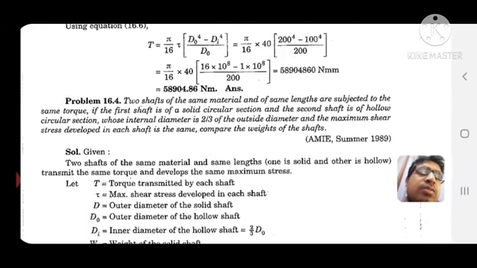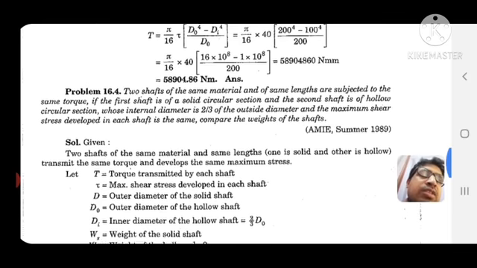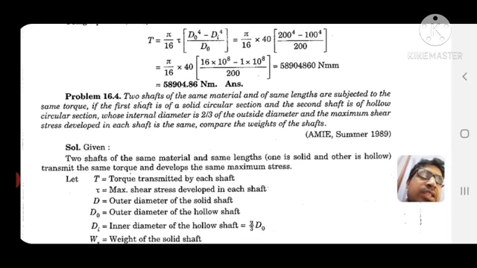So T is equal to pi by 16 tau into D0 to the power 4 minus Di to the power 4, divided by D0. So that is equal to pi by 16 into 40 into 200 to the power 4 minus 100 to the power 4, divided by 200. Pi by 16 into 40, so 16 into 10 to the power 8 minus 1 into 10 to the power 8, divided by 200. So T is equal to 58904860 Newton millimeter.